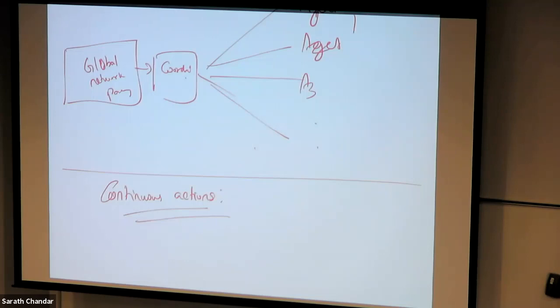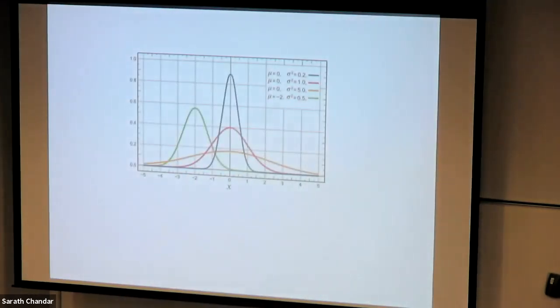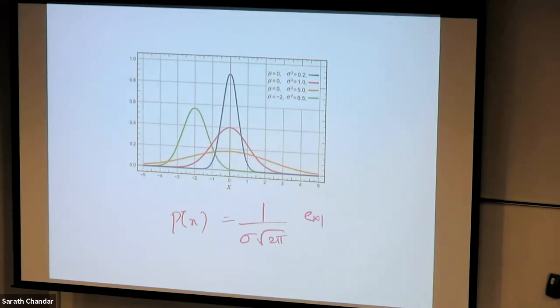Now a quick recap of what Gaussians look like. Here are some sample Gaussians. The normal distribution or Gaussian distribution has the following PDF: P of x is given by 1 over sigma square root of 2 pi times e to the power of minus (x minus mu) whole square divided by 2 sigma square. We want to use this for coming up with a continuous action. Now, what are the parameters of this Gaussian distribution?